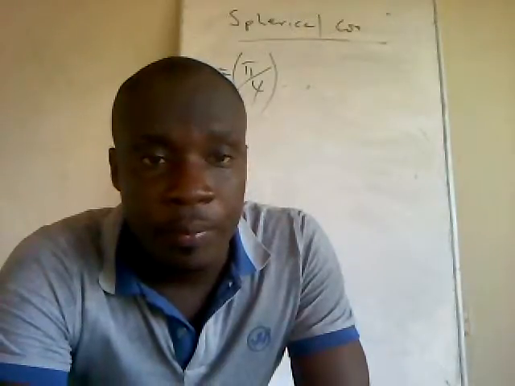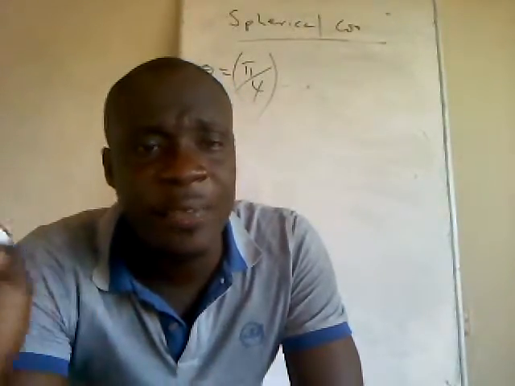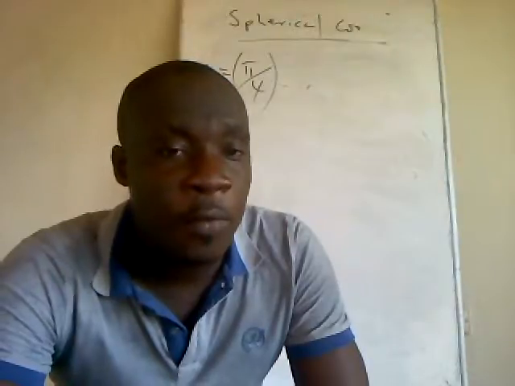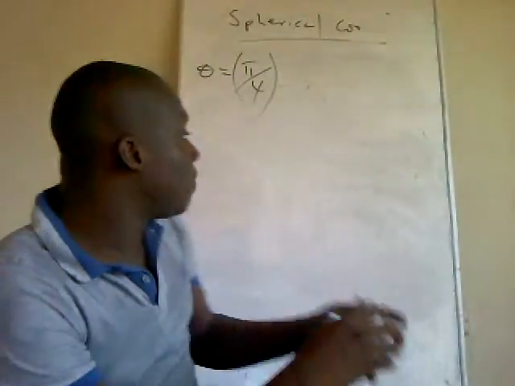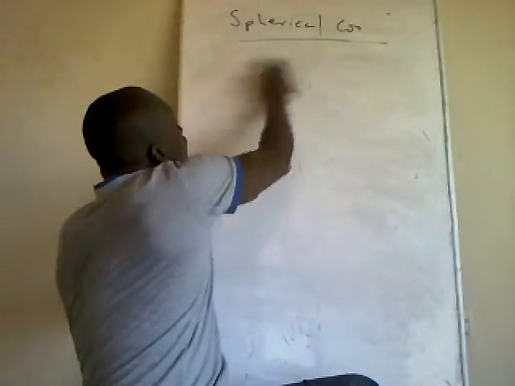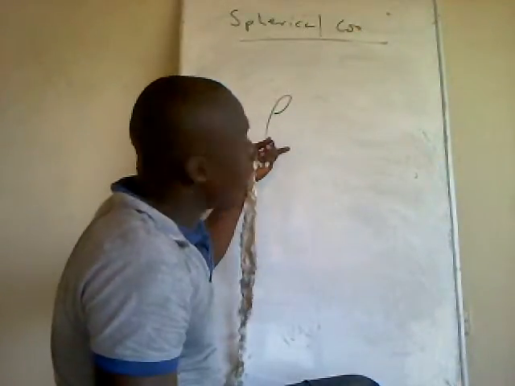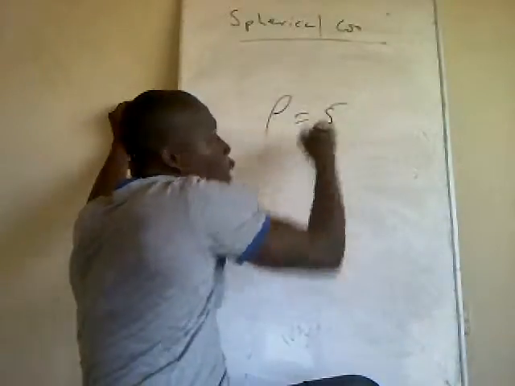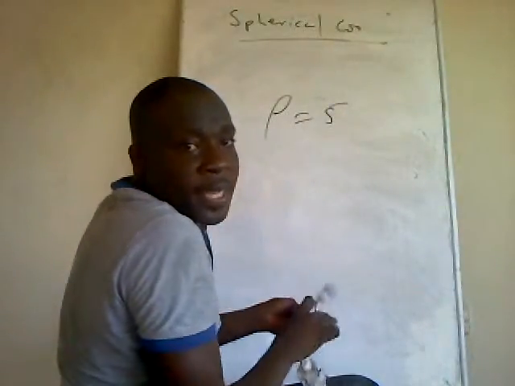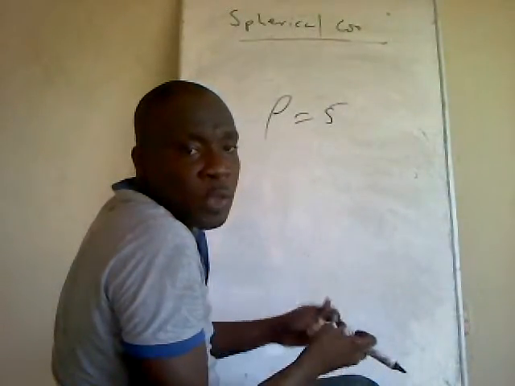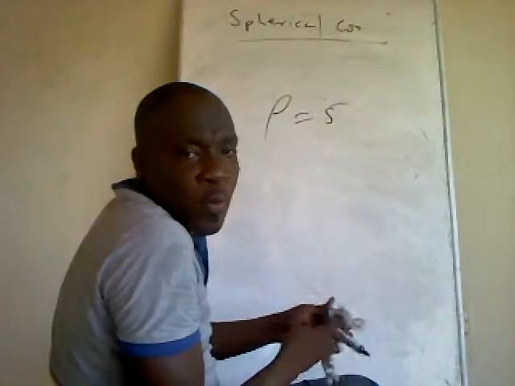Now, example 2 says identify the surfaces for each of the following. We've seen what it means when we say rho is equal to 5, right? We said this is a sphere of radius 5. We've seen what it is for phi to be equal to pi on 3 and theta 2 over 3 pi.